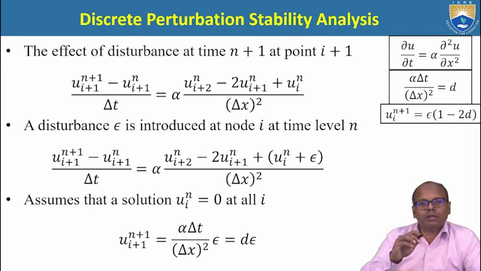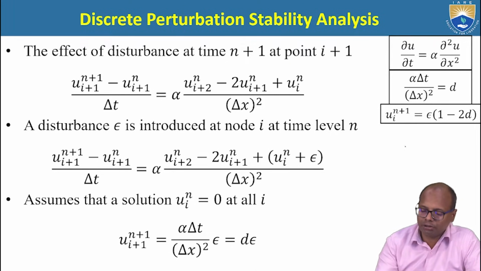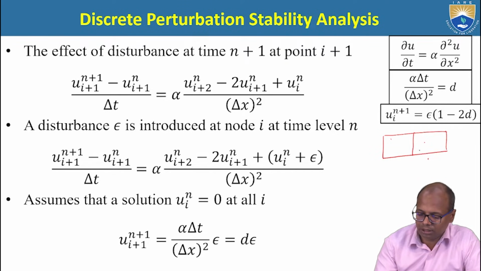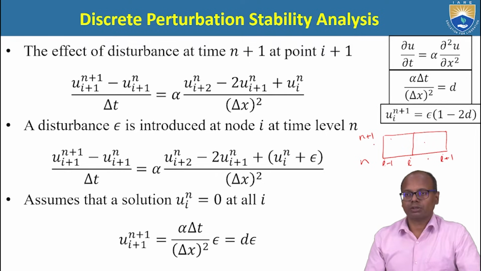We will see the effect of this disturbance that we have created. Suppose these are the nodes I minus 1, I and I plus 1. If it is not clear, I will write it in the form of a grid, which will be easier. So I am taking a grid like this, with I minus 1, I and I plus 1, and the time levels n and n plus 1.